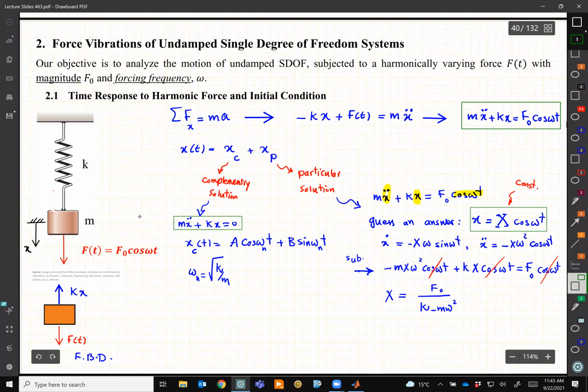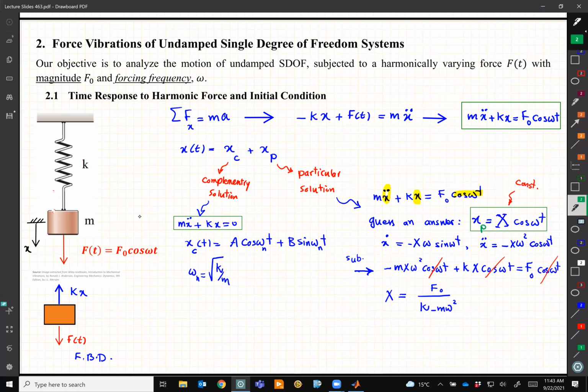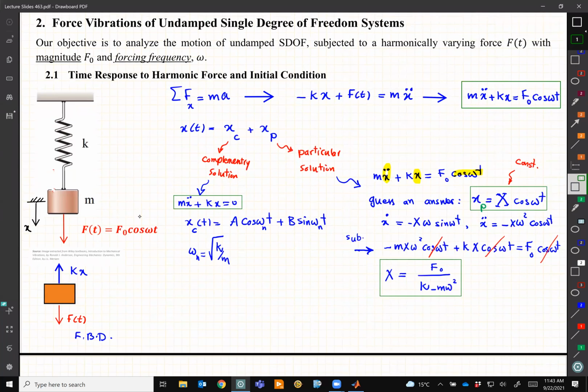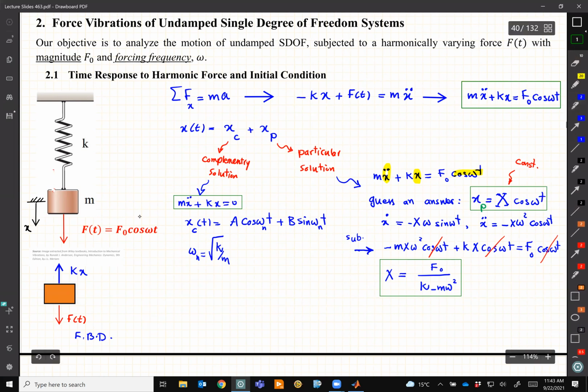Okay, so this part, we call it xp, right? A particular solution. And xp we found is this capital X cosine omega t, and X we just found has this form. So now I need to put these together. So I will have x(t) is xc plus xp. Of course, they are a function of time. I was just lazy and I didn't add t for them.